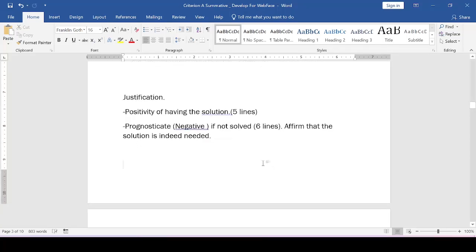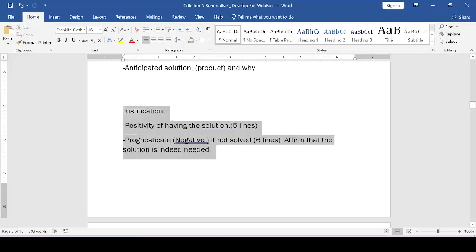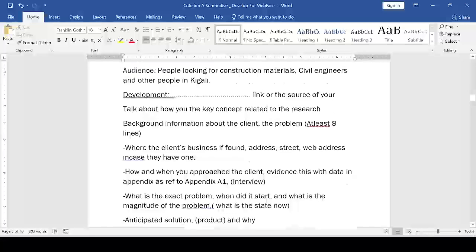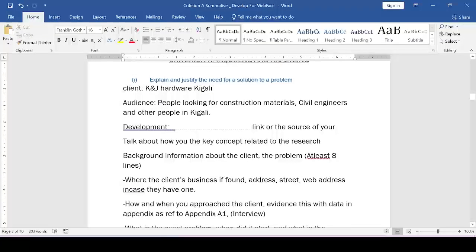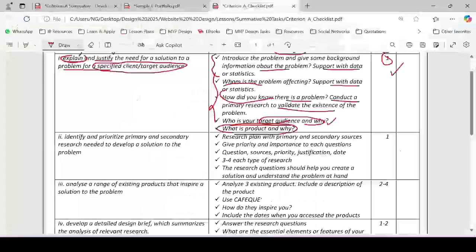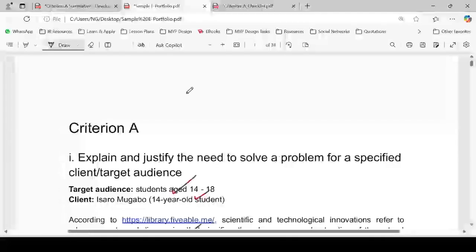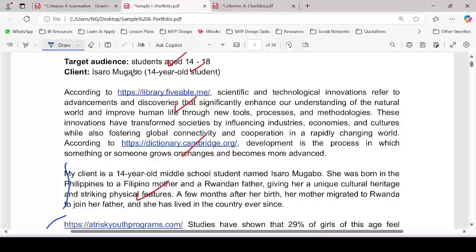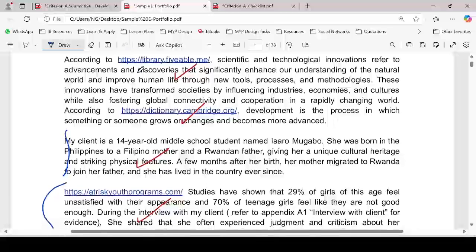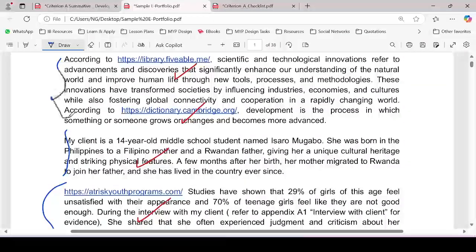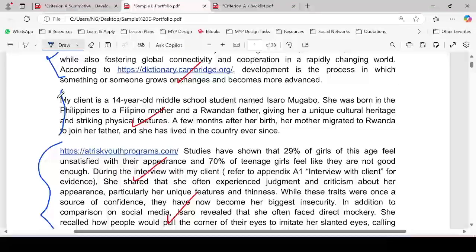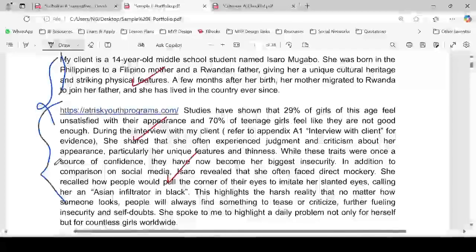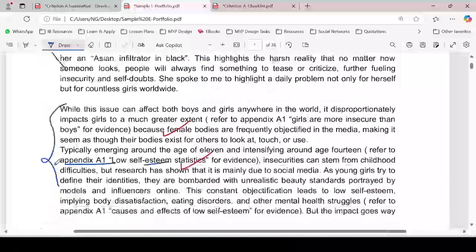So this marks the end of it for A, provided you have these elements that I've talked about. Now if you look at what this learner did, this is an example of a portfolio that I even shared with you. The target audience here were students aged 14 to 18. The client was Salom Mugabo. Now this is information about the key concept. Here now this is the background information about the client, and the problem started from here.